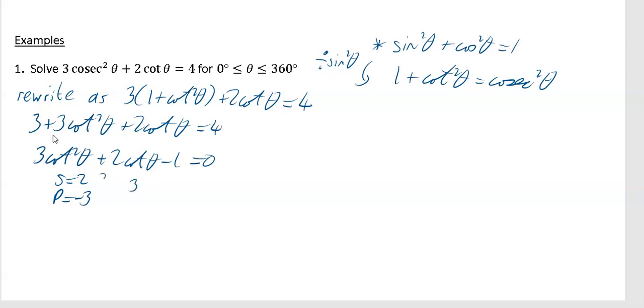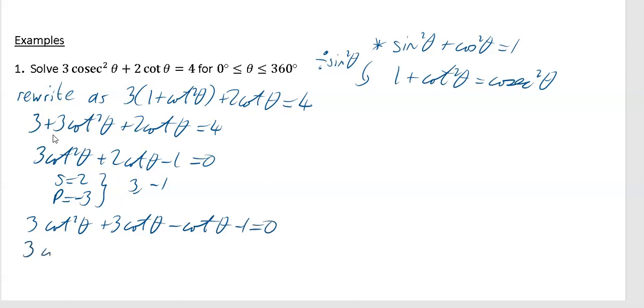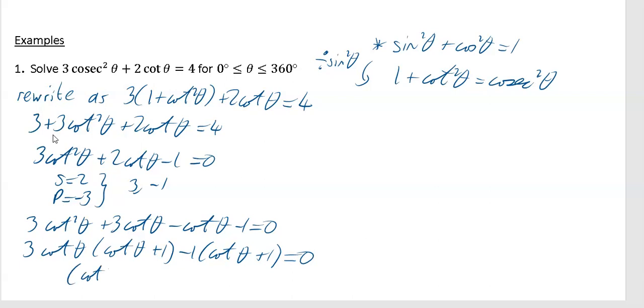3 and minus 1. So we can rewrite this as 3 cot squared theta plus 3 cot theta minus cot theta minus 1 is equal to 0. Pull a 3 cot outside a bracket, leaving you cot theta plus 1, and then pull a minus 1 outside a bracket, leaving you cot theta plus 1 equals 0. You've now got your common bracket, so you know you're on the right track. So just write down your common bracket, cot theta plus 1, and then you've got 3 cot theta minus 1 in your other bracket. Okay, I'll have to scroll down a wee bit here.